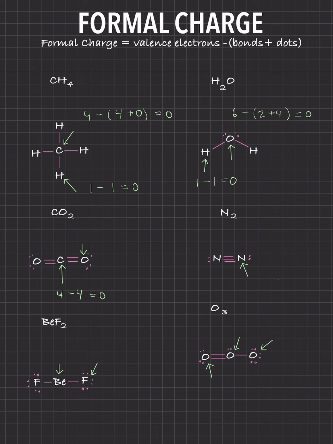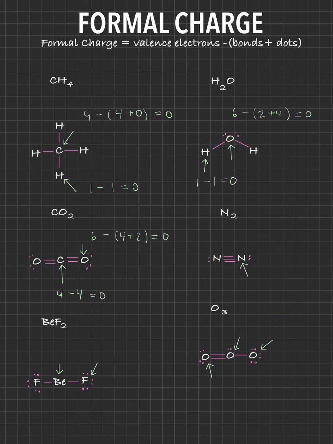Again, the oxygen on the left and the oxygen on the right are the same. So they're going to have the same charge. Oxygen is 6 valence electrons minus 4 dots plus 2 lines. 6 minus 6 is equal to 0. Okay, let's go to nitrogen now.